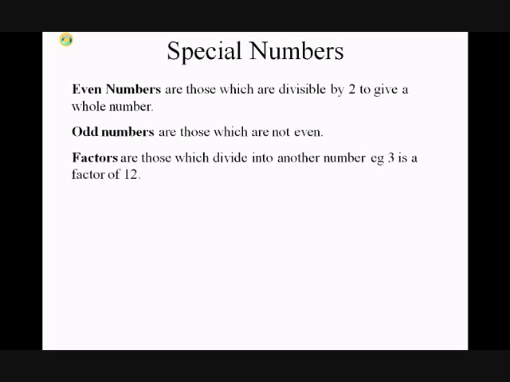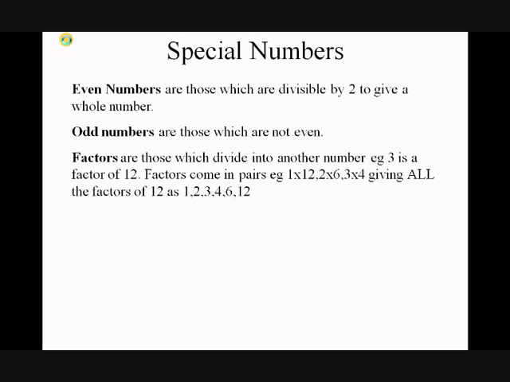Factors are those which divide into another number. For example, 3 is a factor of 12 because it goes in 4 times. Factors come in pairs. For example, here 1 times 12 is 12, 2 times 6 is 12, 3 times 4 is 12, giving all the factors of 12 as 1, 2, 3, 4, 6 and 12.